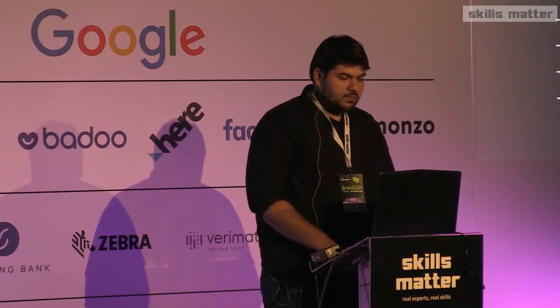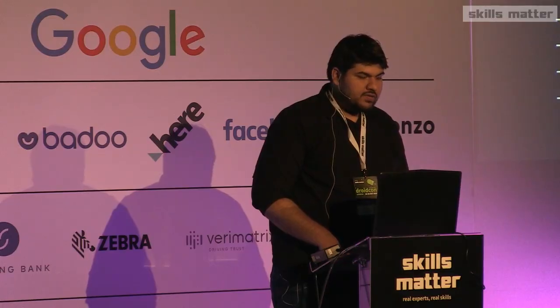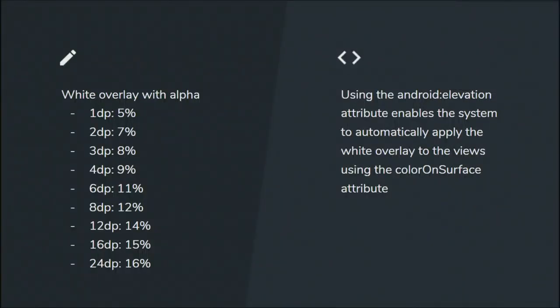Right. So on the left, if you're a designer, you follow those alpha attributes. They're available in the Android material design guidelines. And if you're a developer, you just set the Android elevation attribute, which uses the colorOnSurface attribute that is buried in the material design. It doesn't really apply, but it's something you want to dive into to see how it works. That's the attribute you go with, colorOnSurface.